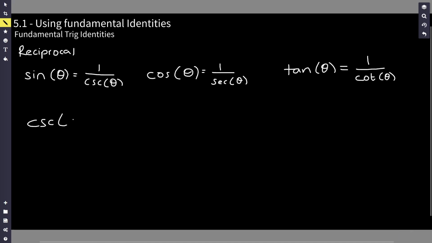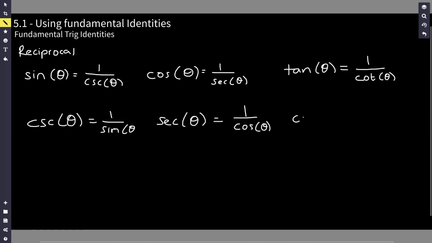So cosecant of theta is equal to 1 over sine of theta. Secant of theta is equal to 1 over cosine of theta, and cotangent of theta is equal to 1 over tangent of theta.